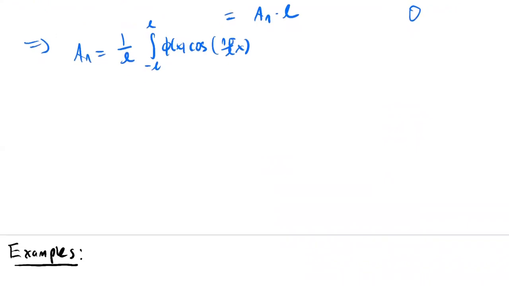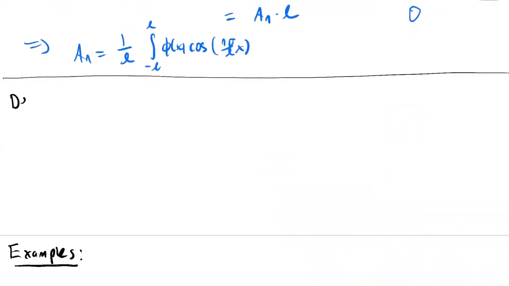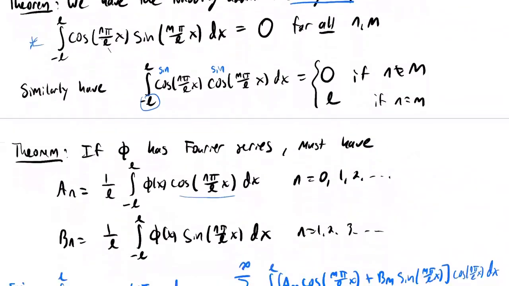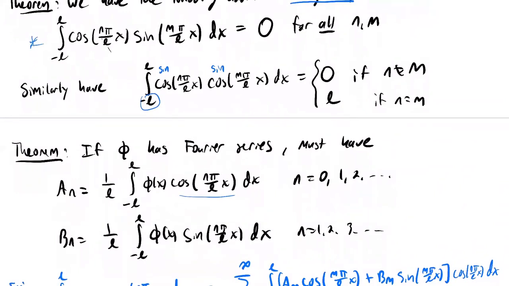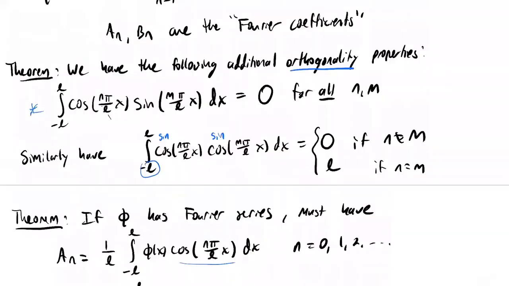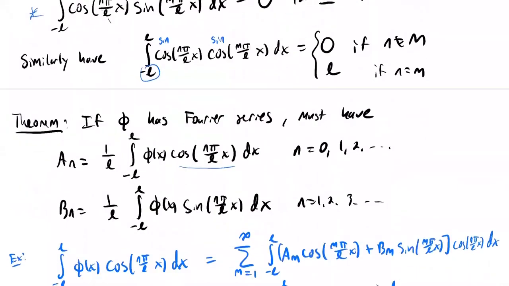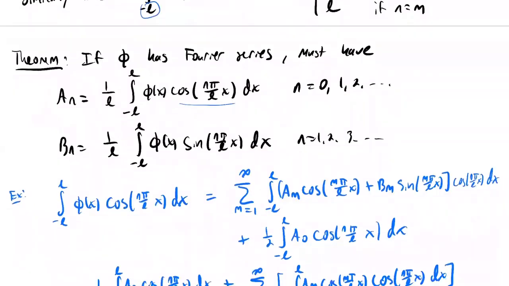Before we go into these examples, I just want to finally introduce one last definition, and then we'll turn to the examples. In order to motivate this definition, let's go back to this theorem briefly. Notice here, we're assuming in this theorem that the function phi that we're given has a Fourier series, in the sense that phi of x is equal to this infinite sum of sine and cosine terms, plus some a zero term. Assuming phi had this form, we derived the formulas for what a n and b n have to be using the orthogonality properties. These are usually called the Fourier coefficients, as I said before.